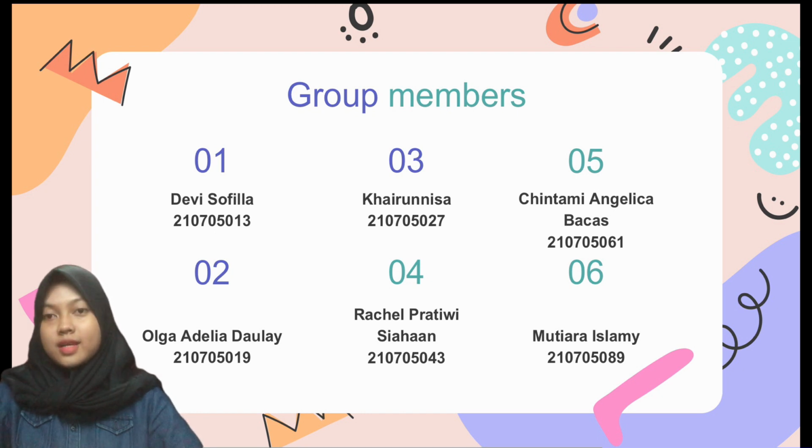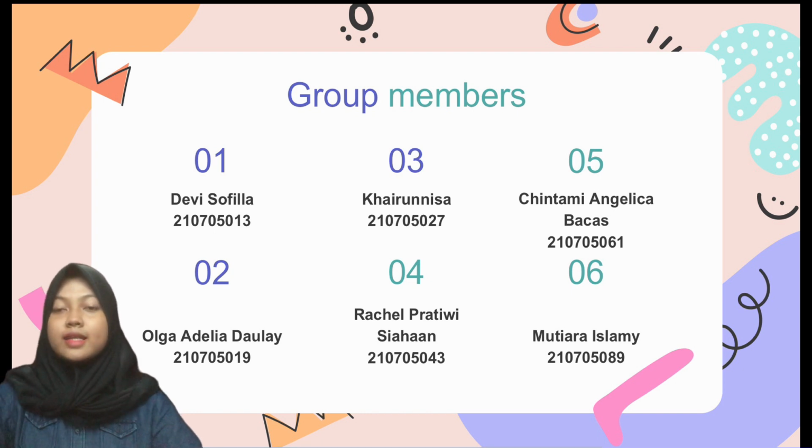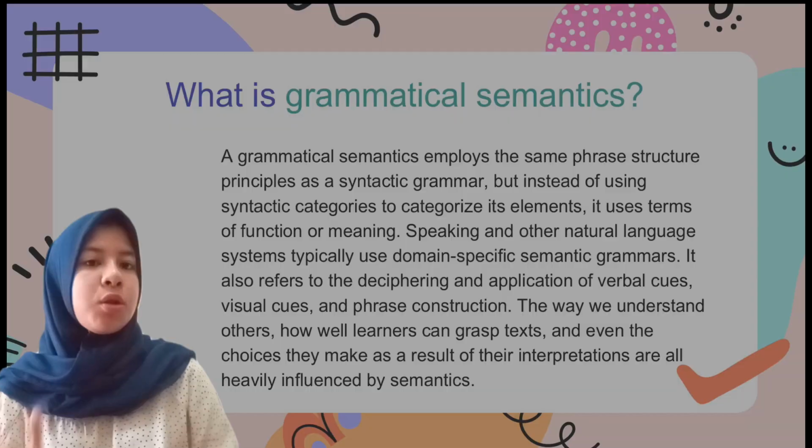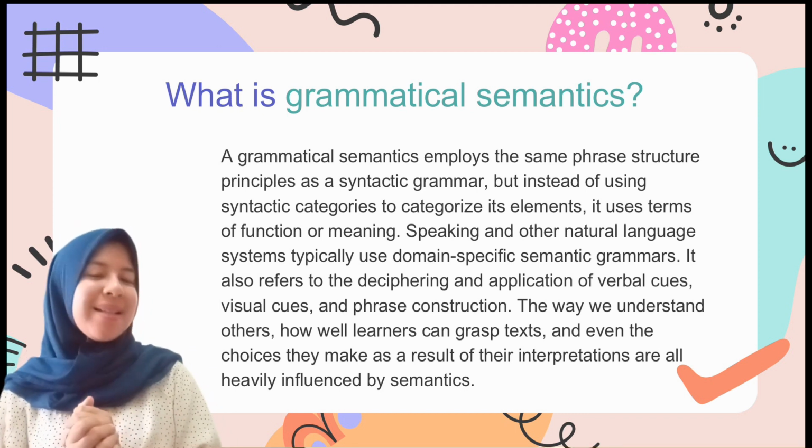Okay, now let's get into the explanation. The first one is about the definition, and it will be explained by Mutiara. So, what is grammatical semantics?